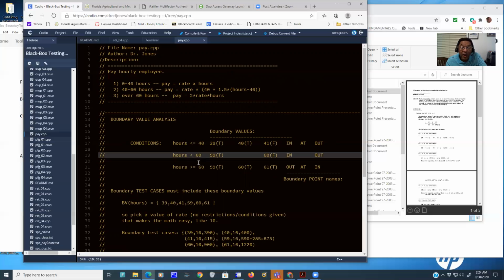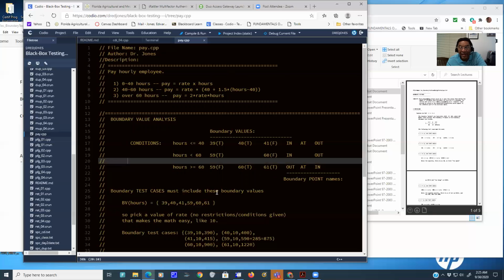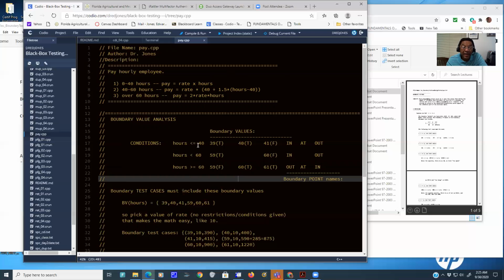If I have strict inequality, there are only two places I can be. I can be in or I can be out. I cannot be at something. And notice finally, hours less than or equal to 40 and hours greater than or equal to 60 follow the same pattern, in that you have an at value, an in value, and an out value. Because of the inequality, if you list the values in increasing order, the order of in and out may differ. Okay.